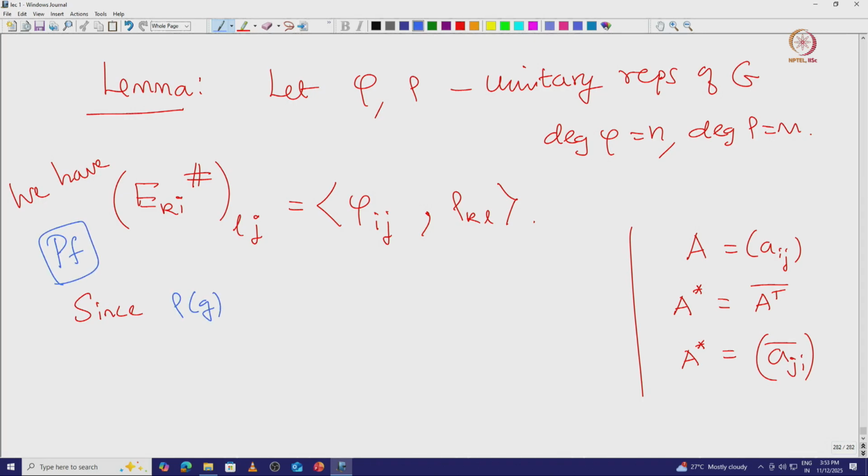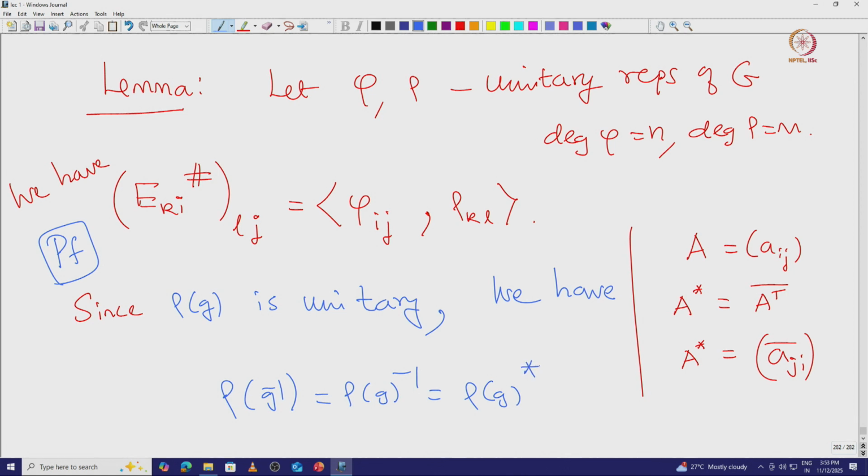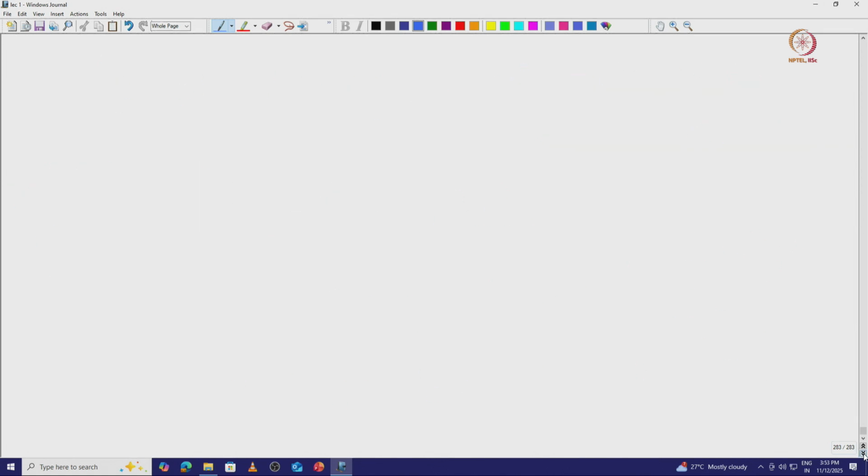Since rho g is unitary, we have rho g inverse, which is exactly rho of g inverse. So, then this is exactly rho g star. So, that implies that if we compute rho lk of g inverse, that is going to be exactly rho kl of g bar.